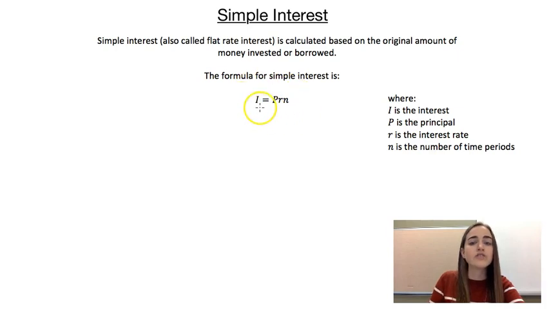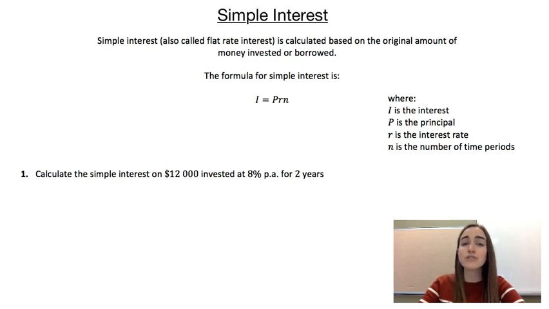So in any question, you could be asked to find any of those four things when you're given the other three. So there's lots of different types of questions, and we're going to have a go through a couple of different ones. So our first example is, I guess, the most straightforward type of question you're going to get. So it's asked us to calculate the simple interest on $12,000 invested at 8% per annum for 2 years.